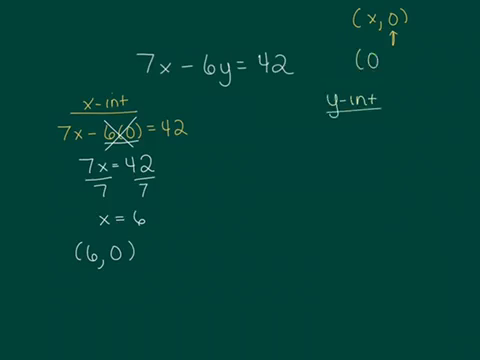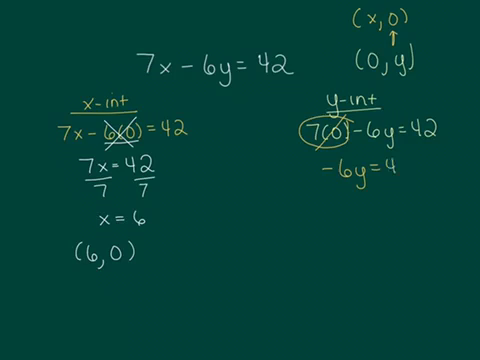To find the Y-intercept, I would do something similar. Again, we have 0, comma y. So all I have to do now is replace x with 0. And again, just like in the last one, this whole thing just becomes 0. 7 times 0 is 0, so I'm really just left with negative 6y equals 42. Divide both sides by negative 6, and we end up with y equals negative 7. So as an ordered pair, that's 0, comma, negative 7.